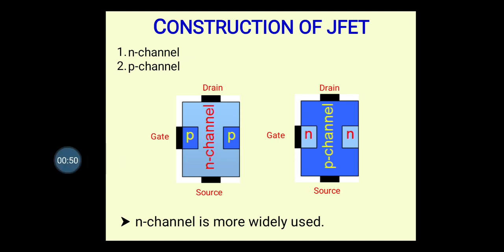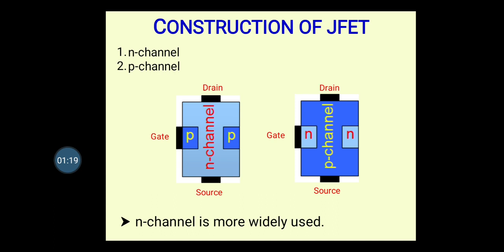So we'll first check out the construction of JFET now. So how the JFETs are manufactured. In JFET you have two types actually, N-channel JFET and P-channel JFET. As in BJT, if you remember, it was NPN transistor and PNP transistor, depending on how we use the semiconductors. Here also the semiconductors, N-type and P-type of semiconductors will be used.